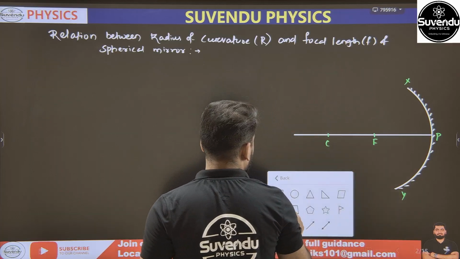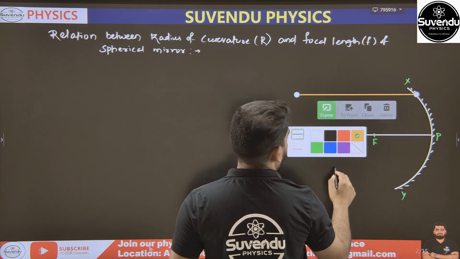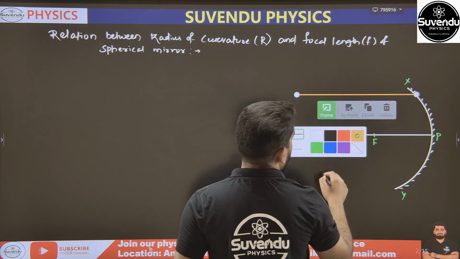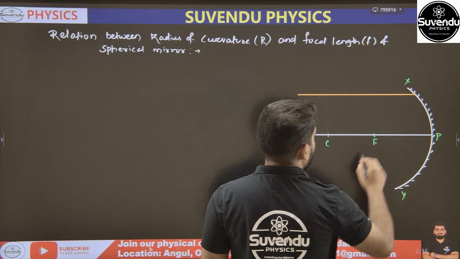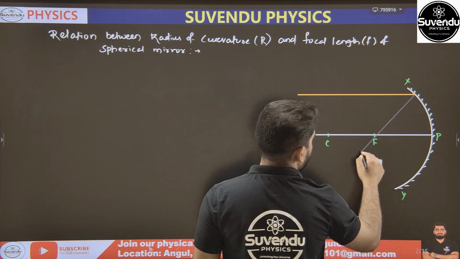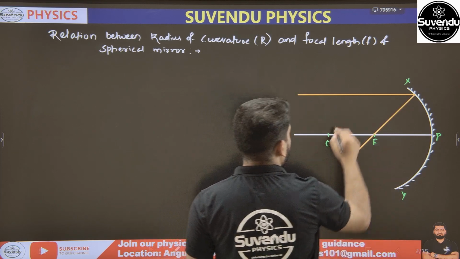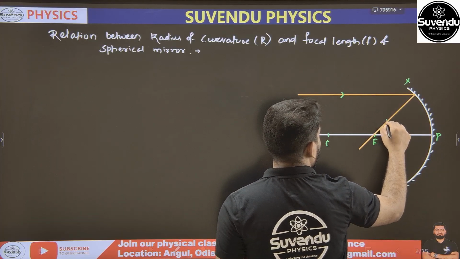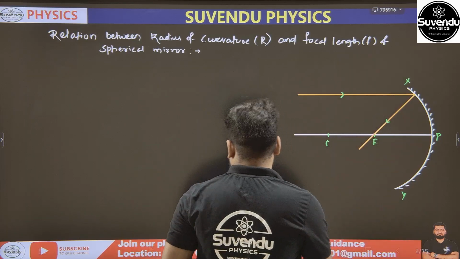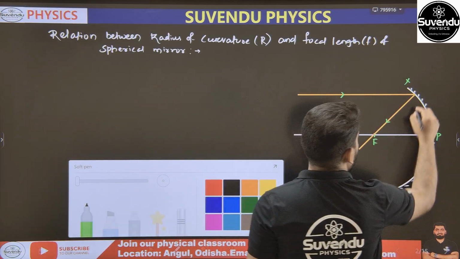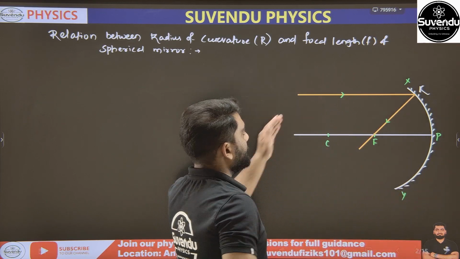And let us consider this incident ray. This is the incident ray which is coming parallel to the principal axis, and as it is coming parallel to the principal axis, the reflected ray after reflection passes through the focus. So this is our incident ray, and this one is our reflected ray. And in this diagram, which one is our point of incidence? Let's mark the point of incidence as K. K is our point of incidence for this incident ray.